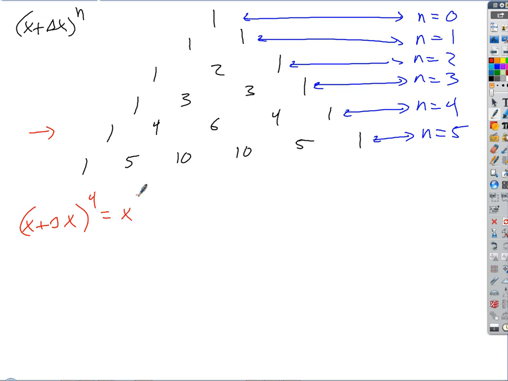x to the 4, okay. Delta x to the 0, right? Plus 4x cubed, good. Delta x to the 1, right? Plus 6x squared, delta x squared, right? Plus 4x delta x cubed plus delta x to the 4th, right?